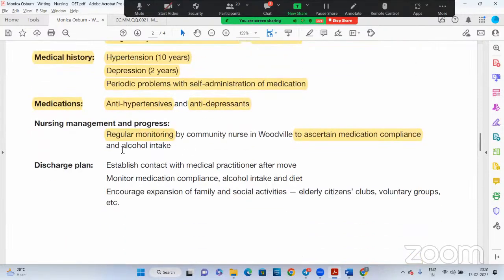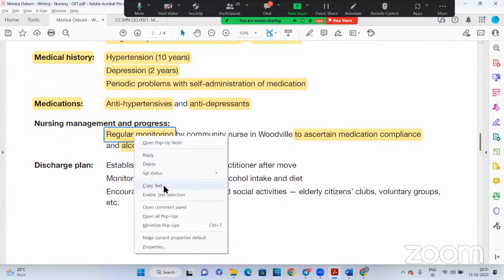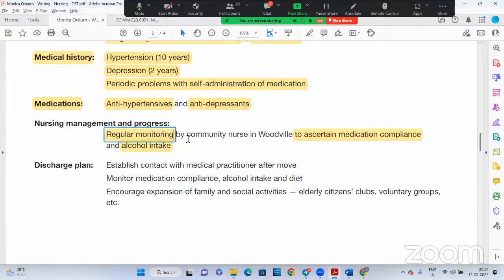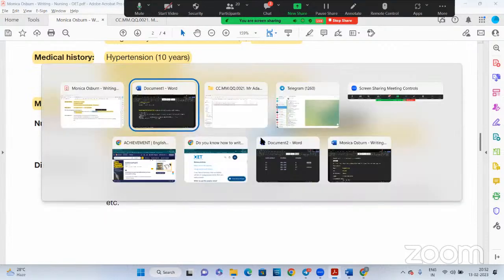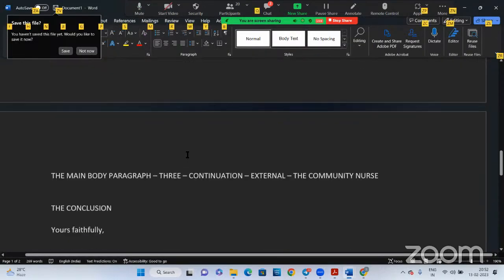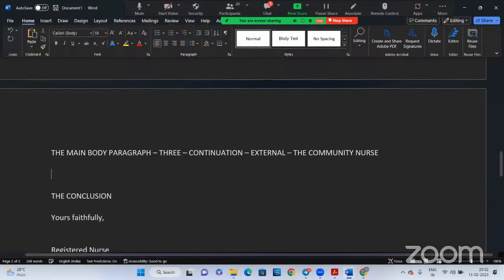Now let us see. Alcohol intake. This is another one. So, regular monitoring of medication compliance and alcohol intake. Regularly monitoring. So copy text: nursing management and progress, regular monitoring by community nurse in Woodville. Remember this, this is what the nurse should take. So this will go into the third paragraph.